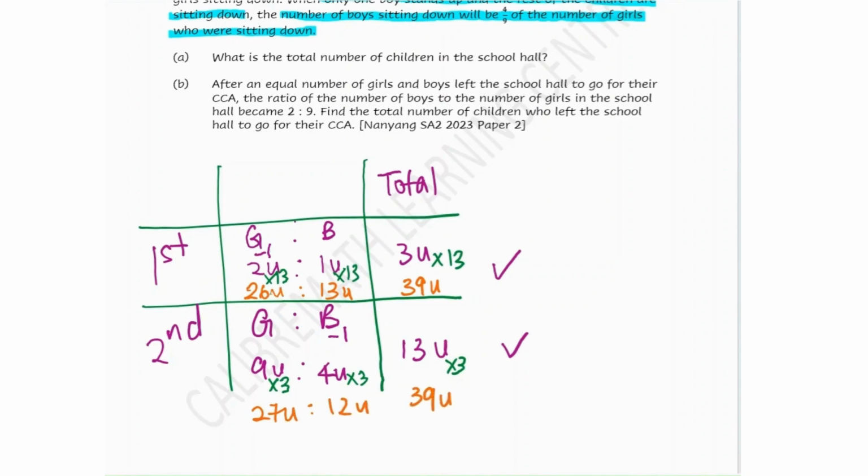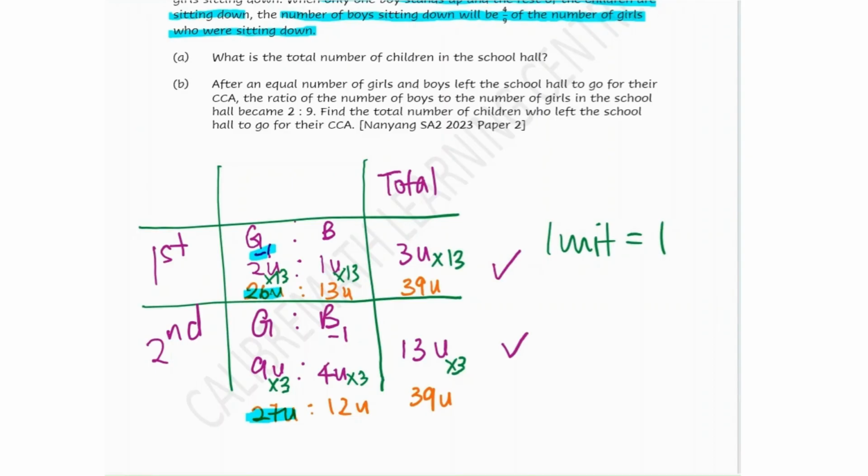If we compare the ratios for the girls in the first scenario and the second scenario, you will see 26 units and 27 units. The reason why there's a difference in the number of units is due to the one girl who was standing in scenario 1. So that's why we can form the first relationship that 1 unit is equivalent to 1.